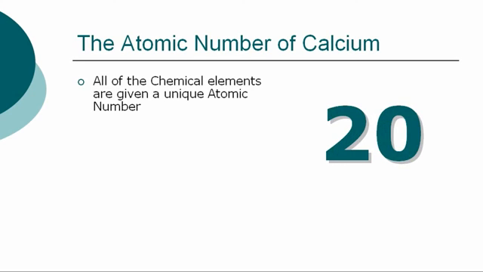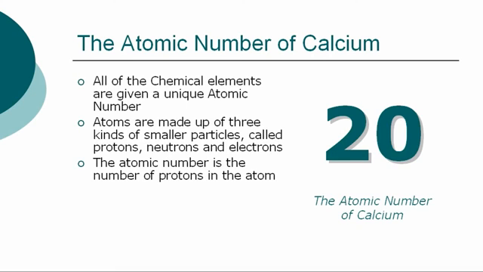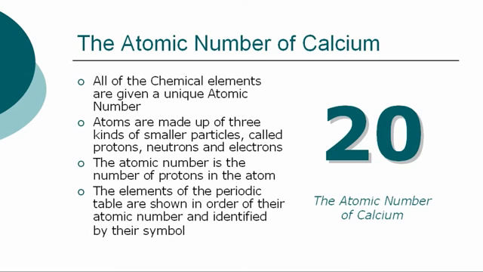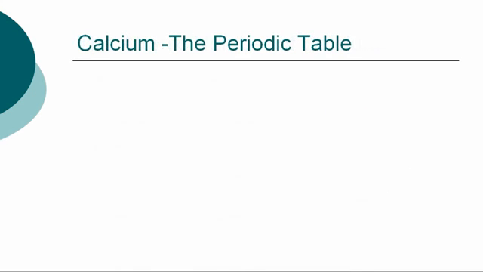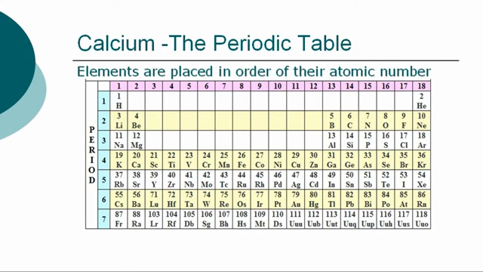The atomic number for calcium is 20. Atoms are made up of three kinds of smaller particles called protons, neutrons, and electrons. The atomic number is the number of protons in the atom. The chemical elements of the periodic table are shown in order of atomic number and identified by their symbol. The periodic table is a chart showing the symbols and the atomic numbers of all known elements, such as calcium, in one large grid. The chemical elements of the periodic table are placed in order of their atomic numbers. Atomic numbers increase as you move across a row, called a period, or down a column, called a group.